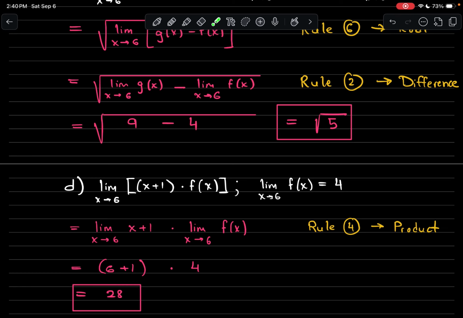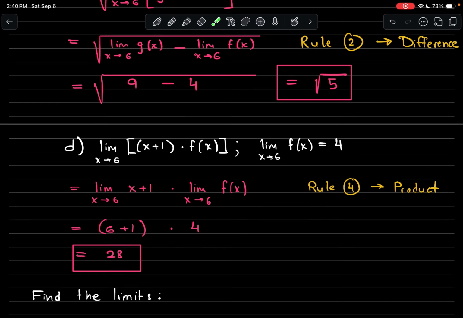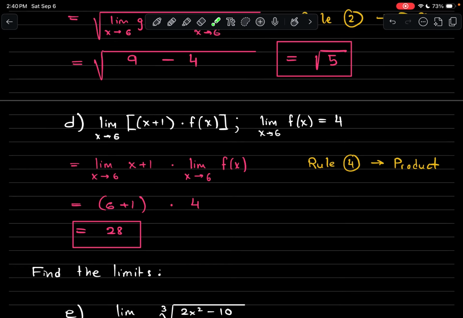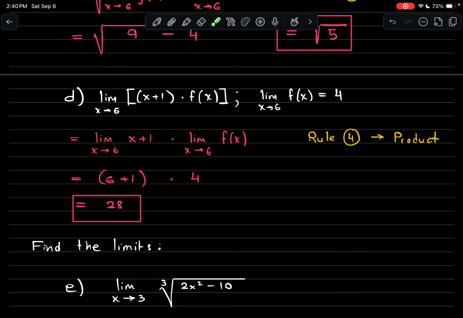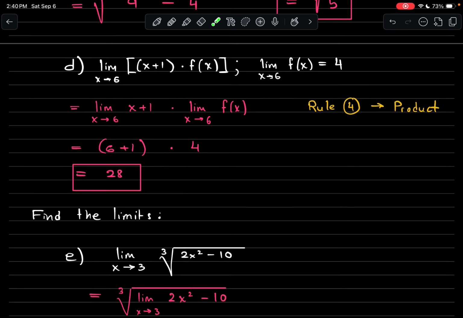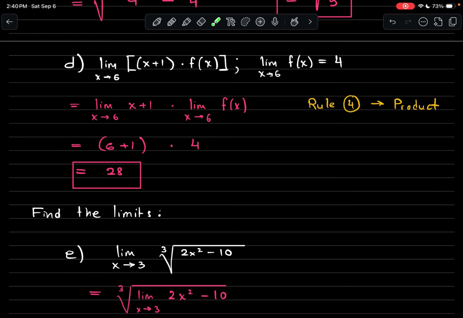All right, so let's take a look at the next few examples then. Now we're just finding limits, but let's see if we can use our limit rules to help here, right? So E says the limit as x approaches 3 of the cube root of 2x squared minus 10. Now we have the root law, which is going to allow us to place this limit inside this cube root.